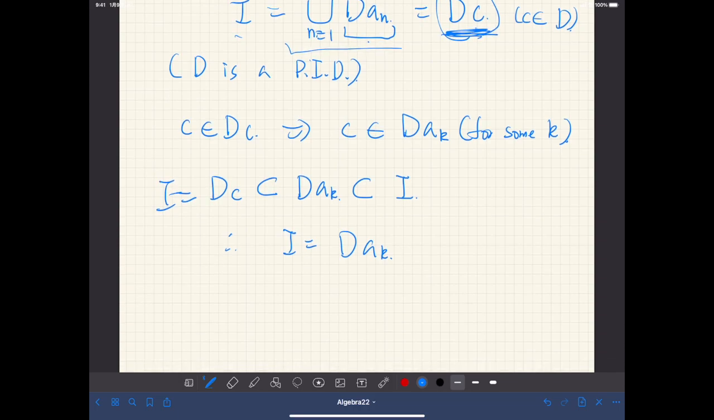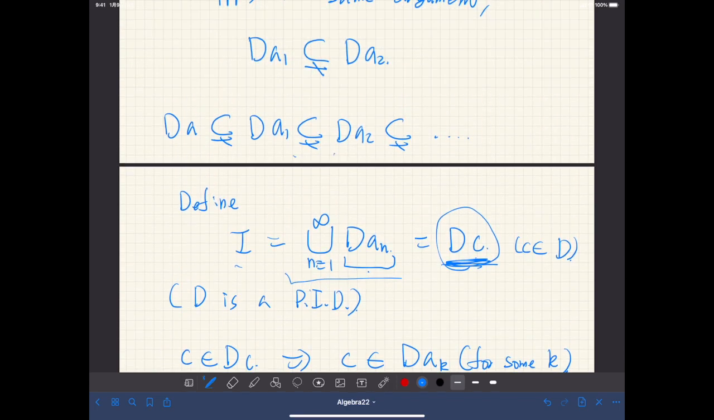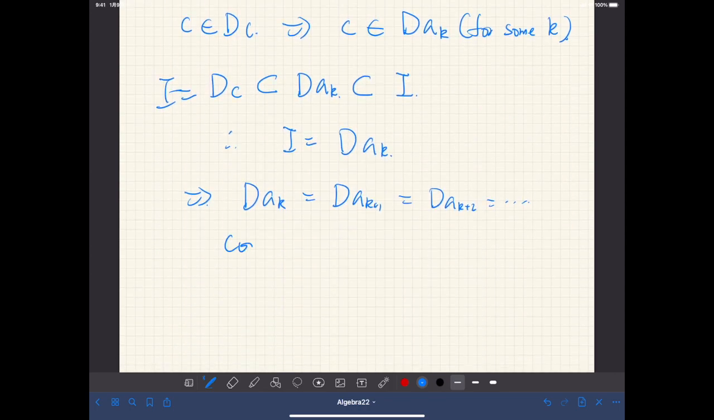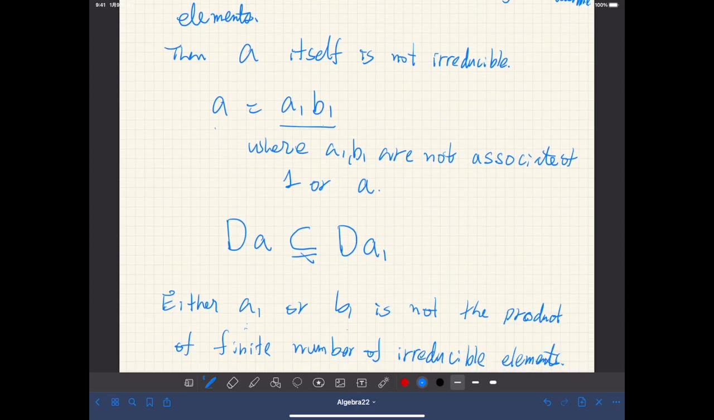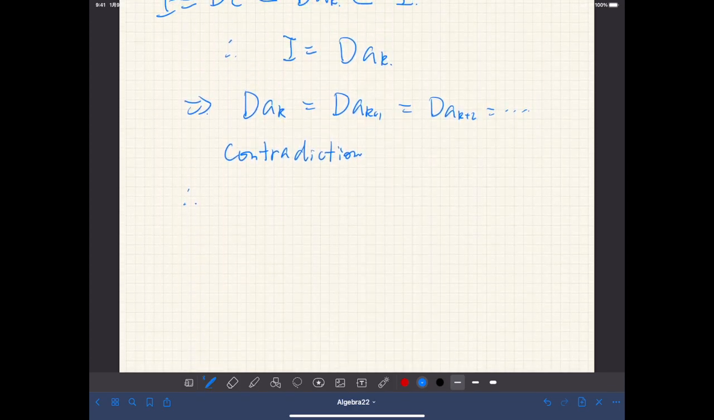But this implies that DAk is equal to DAk+1 is equal to DAk+2, and so on. So this contradicts that this is a sequence of proper subsets of these ideals. So this is a contradiction. Therefore our assumption was wrong, and our assumption was that A cannot be expressed as the product of a finite number of irreducible elements.